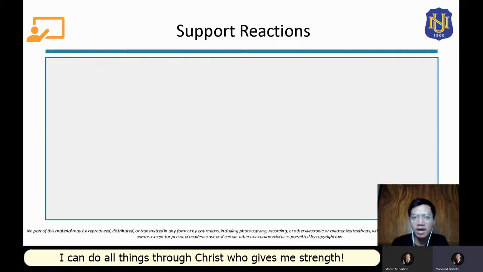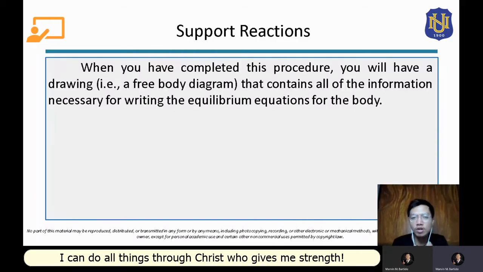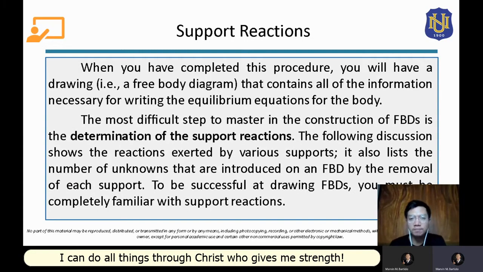Okay, so now let's talk about support reactions. When you have completed the procedures discussed in the previous slide, you will have a drawing, and that drawing will be your free body diagram. It contains all of the information necessary for writing the equilibrium equations for the body. The most difficult step to master in the construction of FBDs is the determination of the support reaction.